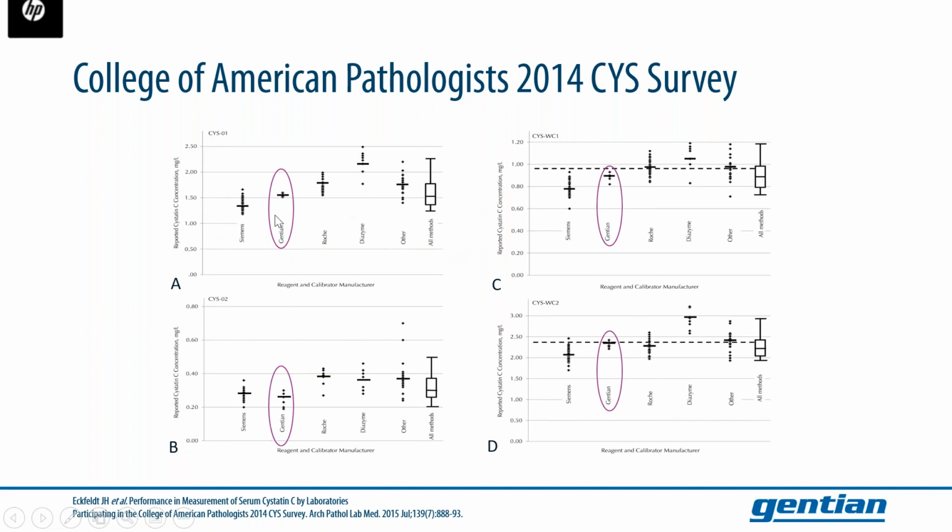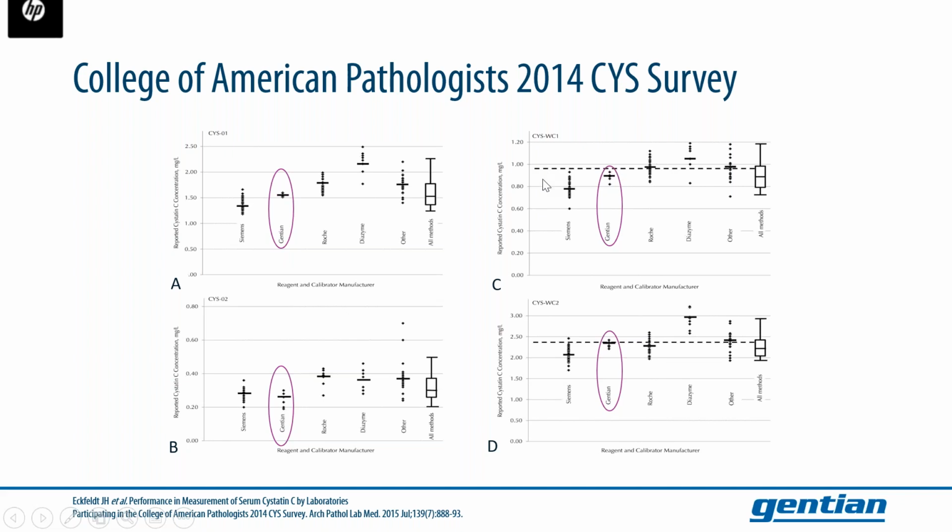And then you can see the different suppliers listed here. We will concentrate on the Gentian Cystatin C results. Sample A and B did not have an assigned value, but you can see that the Gentian Cystatin C measures just like the average of the other methods, bang in the middle here. These small dots represent the different samples, and the ideal is to have as little spread in these as possible. And you can see here that Gentian Cystatin C has very little spread, indicating that the Gentian Cystatin C method is precise.